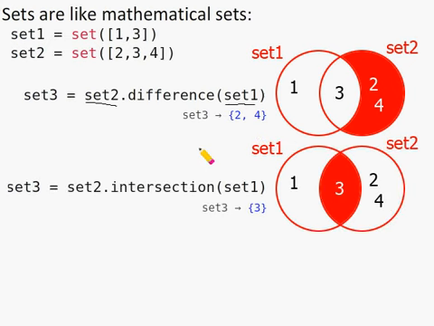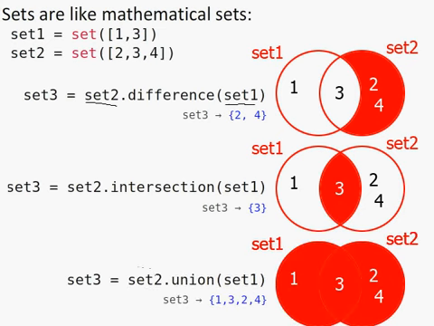You can also use the intersection method, which finds the elements that the two sets have in common. So if you say set2.intersection of set 1, that will just give you this portion in the middle here. And finally, you can use the union method in the same manner to join together all the values of the two sets, and in that case you get all the values that are in set 1 and all the values that are in set 2, as you can see there.